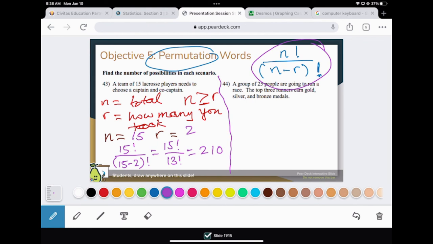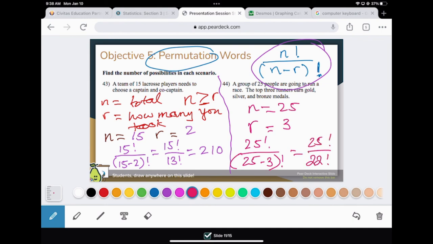For number 44, yes, N is 25. The R is not quite clear, but they say top 3. They only want a top 3, so they want 3 people. So R would be 3. So 25 minus 3 factorial, 25 factorial over 22 factorial. And then you can plug it into the calculator or in decimal. That will give you the answer. Yes, it's important you recognize N and R. So that's permutation for words.